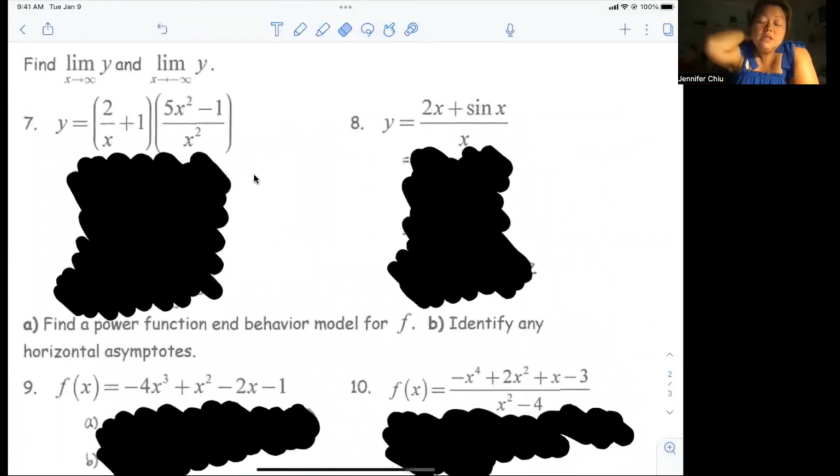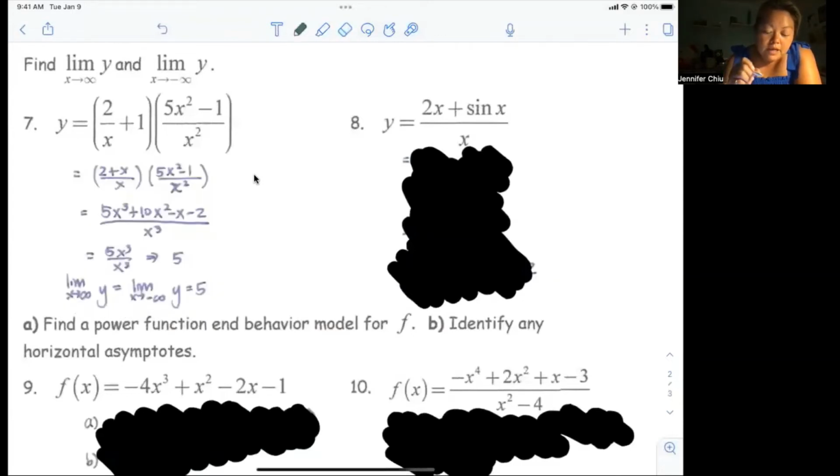So again, it's really looking for end behaviors here. When it's a really messy function like this one in number 7, what I recommend you to do is go ahead and combine it into one single fraction, because once you combine it into one single fraction, the highest power polynomial is what determines your end behavior. So that's what I did here.